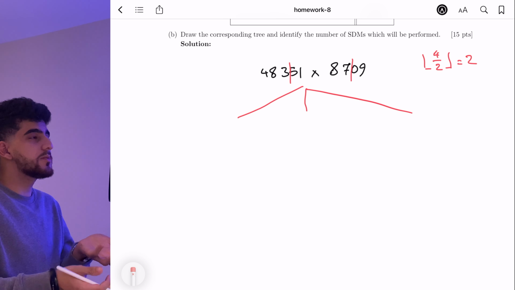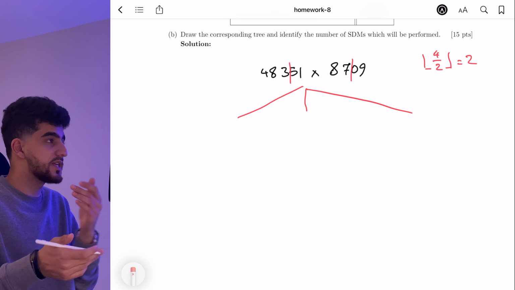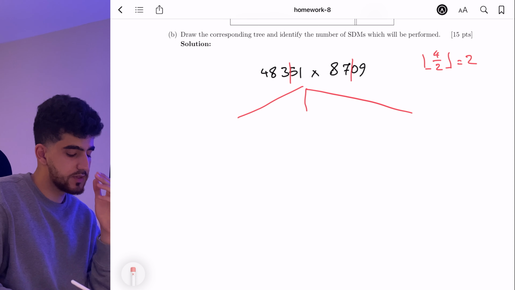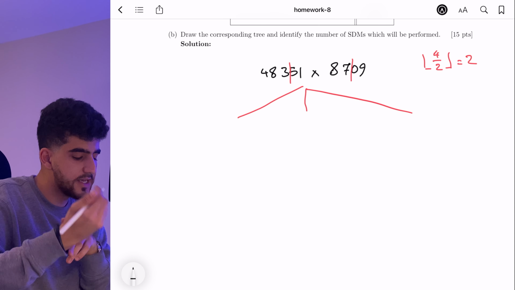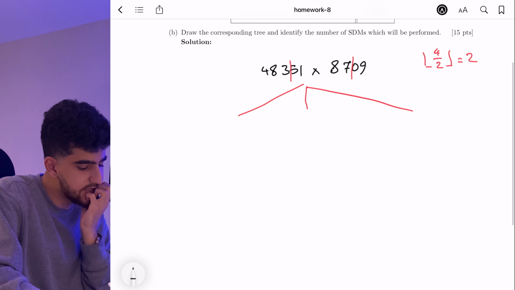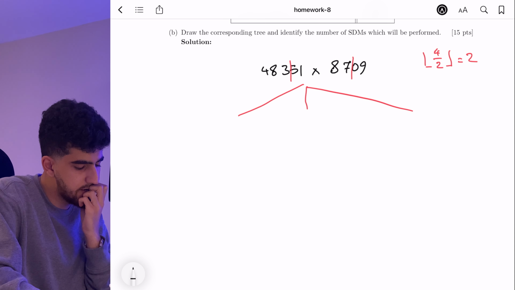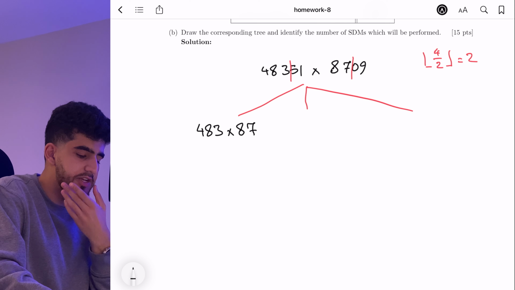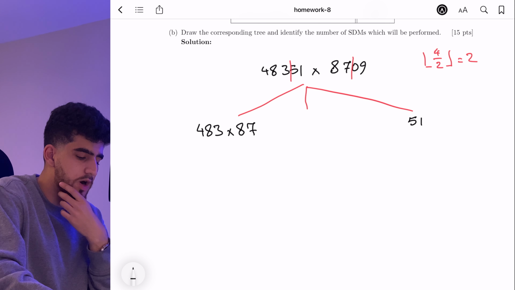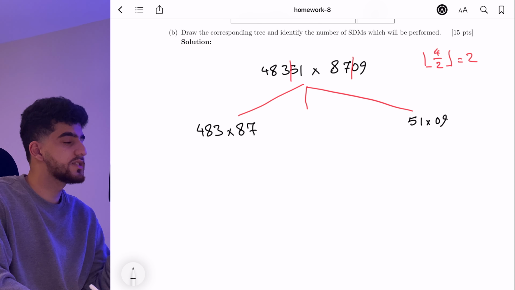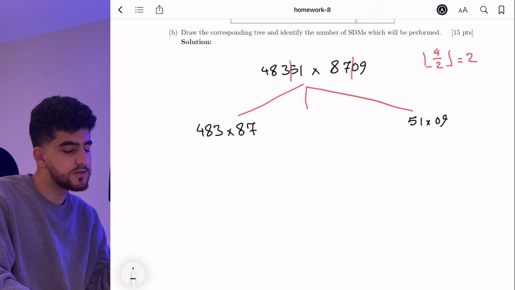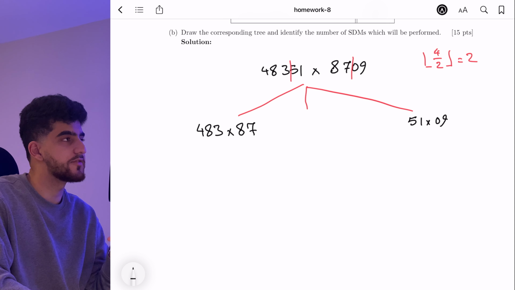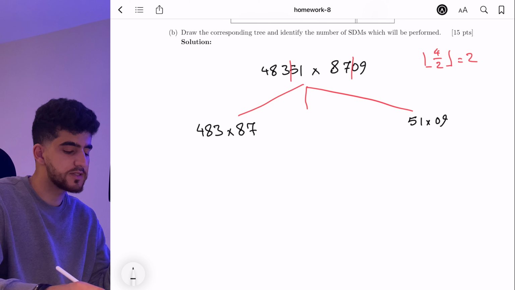If you want to know more about it, I again recommend you to watch that video first so that you're completely okay with this. Well, okay, the next step in here, as I said, is that first we have to calculate 483 times 87. This is A times C. In here we have to calculate 51 times 9. Well, this is 51 times 09, but that 0 doesn't have any effect. It's a leading 0, so it doesn't matter.